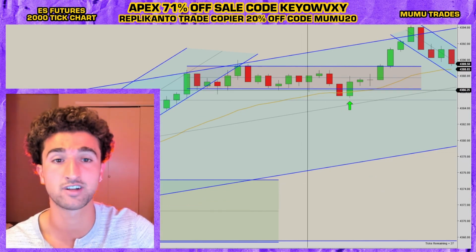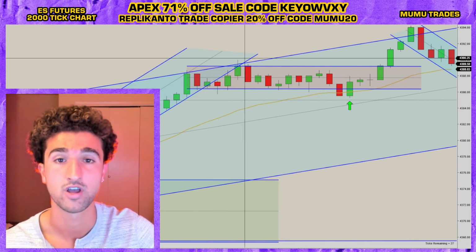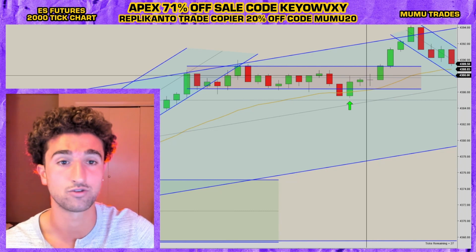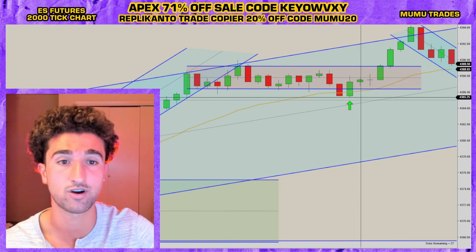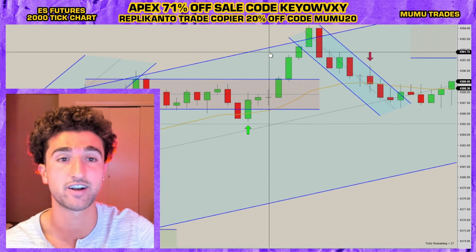We have a nice bullish signal bar. Where is it? Boom, off the EMA. That's what we look for. We have room to the highs. So you can go long one tick above this signal bar, put your stop loss one tick below it. You could have caught a nice move there.